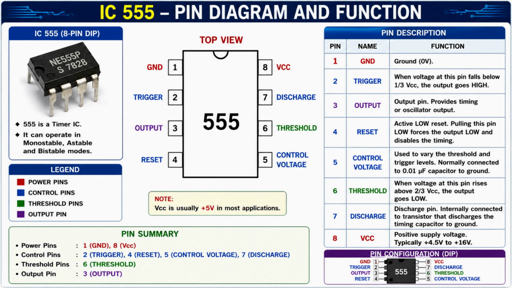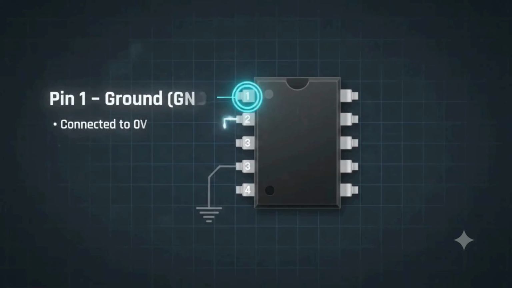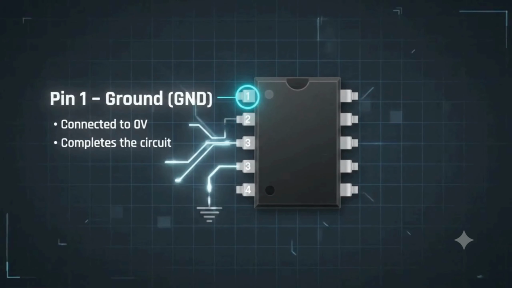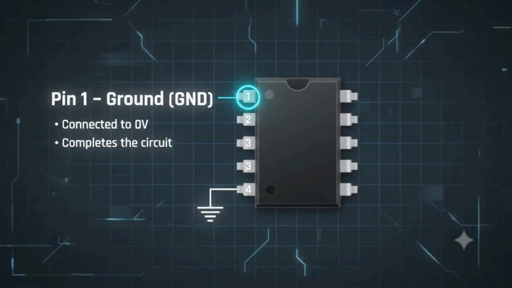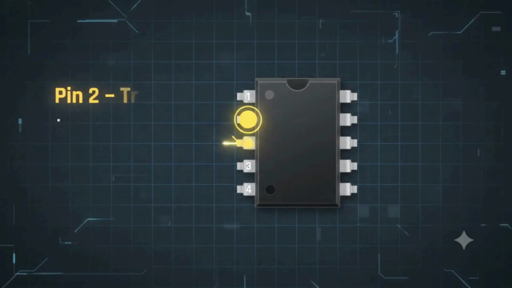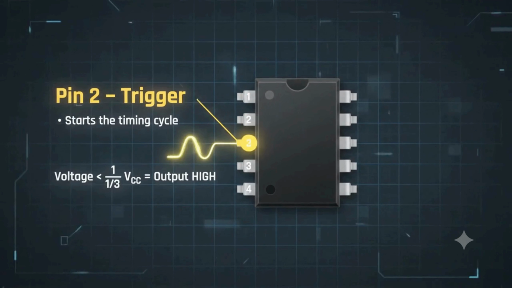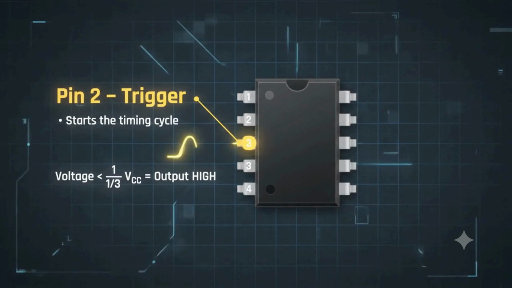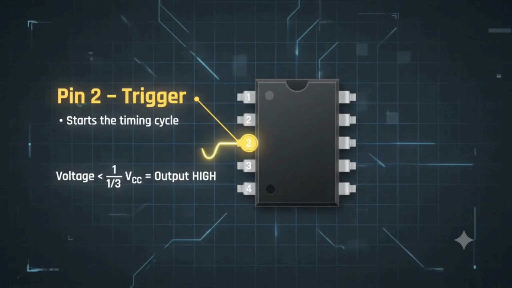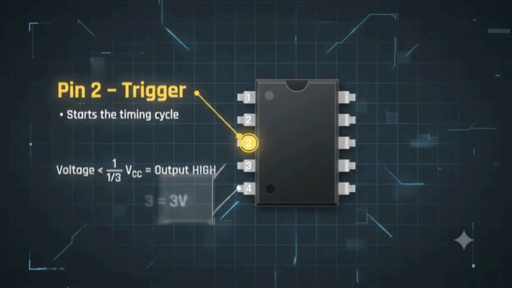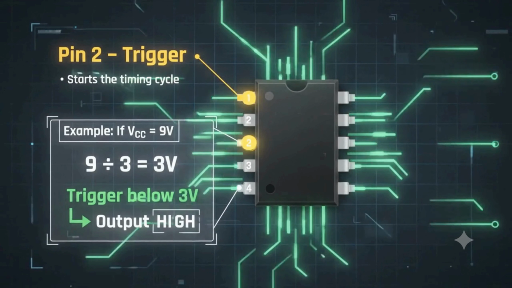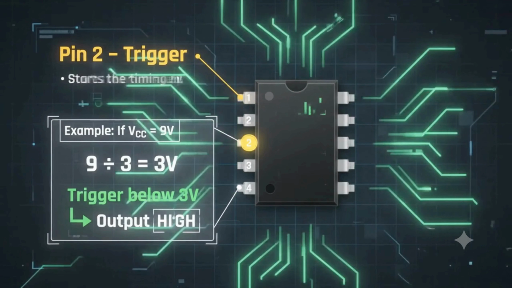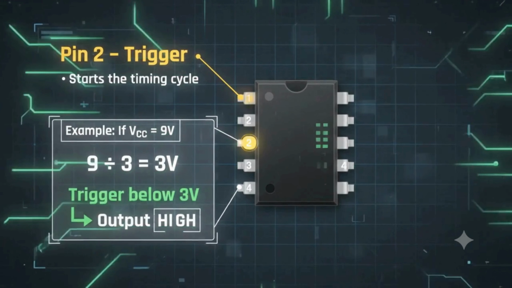The pin diagram of the IC 555 timer. Pin 1 is connected to ground, that is 0 volts. This completes the circuit. Pin 2 is trigger. This pin starts the timing signal. When its voltage becomes less than one third of the supply voltage, the output becomes high. Example: if the supply is 9 volts, and trigger voltage goes below 3 volts, output becomes high.